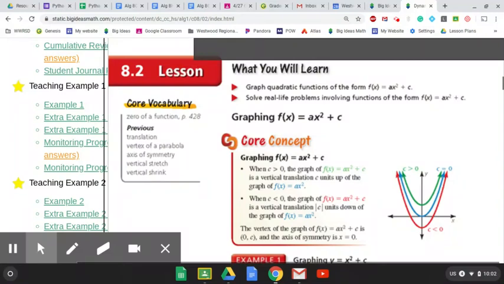Everybody. Today we're going to do section 8.2. In this section, we're going to graph still parabolas, quadratic functions, but now we're going to add a c at the end of our equation. So our equation is going to look like f of x equals ax squared plus c. So the c is going to change how our graph is going to look.